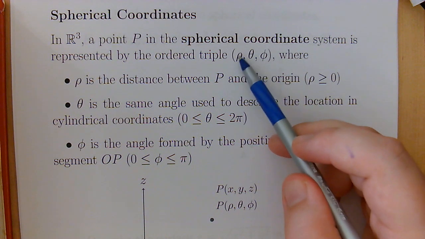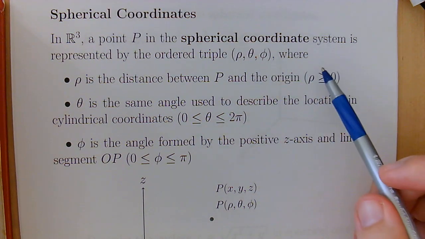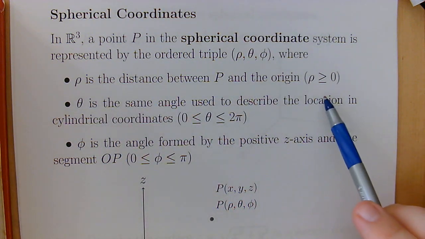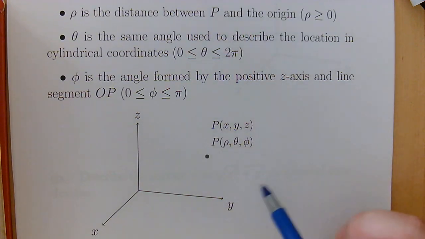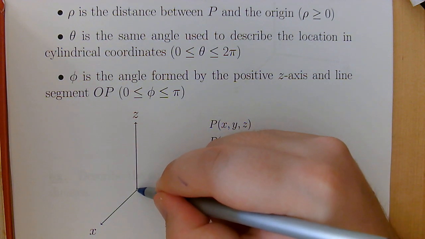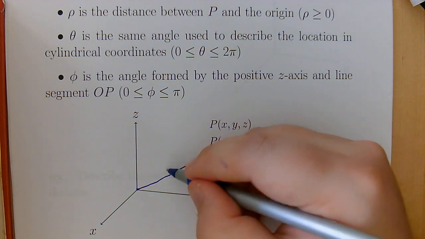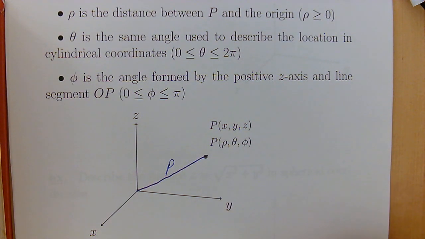rho. So this isn't a P, this is actually a rho, theta and phi, where rho is the distance between P and the origin. So this isn't just the distance in the xy plane anymore. This is just the straight up distance all the way through space. So if we draw a line from our origin to our point P right here, the length of that will be rho.